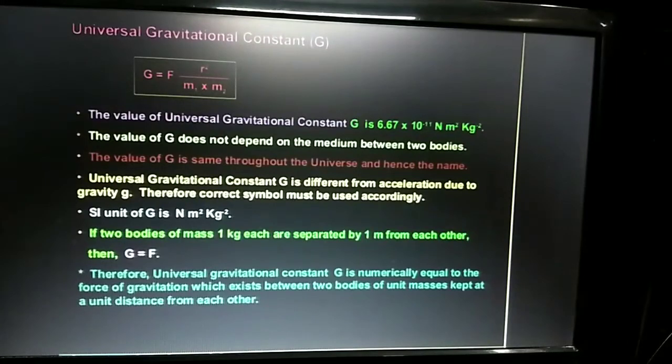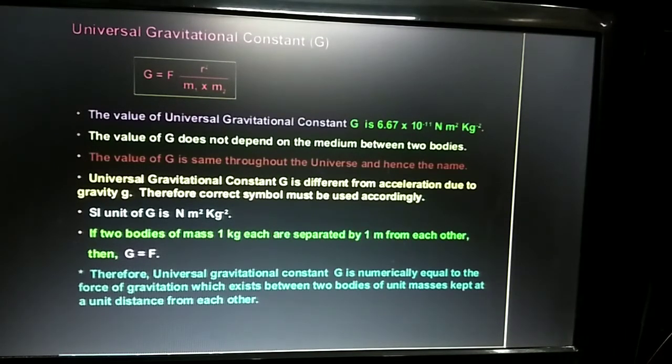For the universal gravitational constant, G is equal to F r square by m1 m2. The value of universal gravitational constant G is 6.67 into 10 to the power of minus 11 Newton meter square per kg square. The value of G does not depend upon the medium between the two bodies. The value is the same throughout the universe and hence it is called the universal gravitational constant.